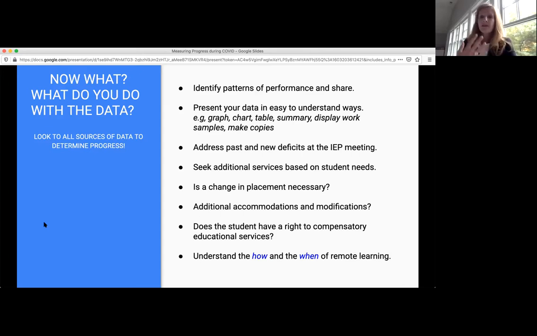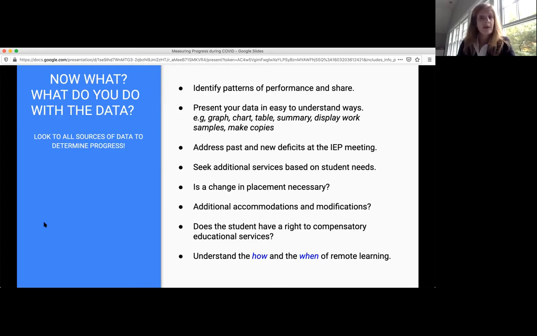So that's the type of presentation, or that's the type of data, that you want to have, that's the type of conversation that you want to have. You want to be backing up your thoughts with actual data that you have. You'll use this data that you are now presenting to address any past and new deficits at the IEP meeting. You will seek additional services based on student needs. You might want to have a conversation about if a change in placement is necessary.